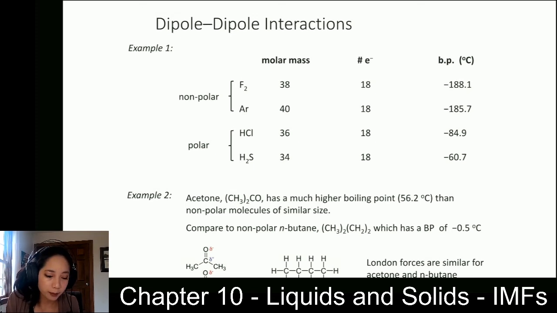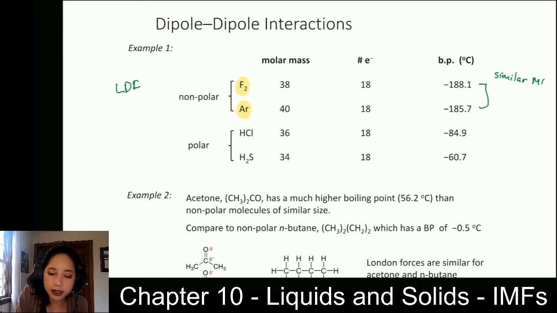All right, so here is a table showing the different properties of samples with dipole-dipole interactions that we will compare. If we look at these nonpolar cases, diatomic fluorine and argon, only London dispersion forces are present. And you can see that this molecule and the argon atom have very similar molar masses. So what you see is that they have similar boiling points. Similar molar masses, similar boiling point temperatures. That's kind of cool how that works out. But that's our nonpolar set.